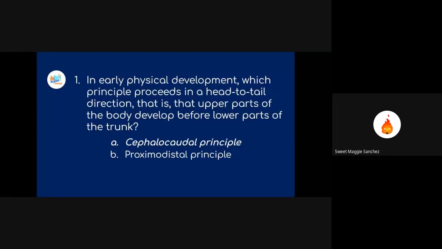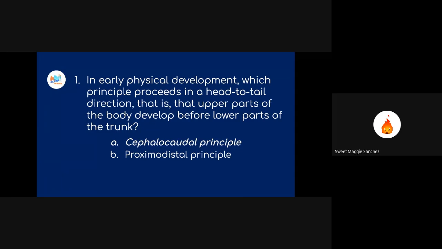So, here are the answers. For question 1, in early physical development, which principle proceeds in head to tail direction? That is, the upper parts of the body develop before lower parts of the trunk. So the correct answer is cephalocaudal principle. The keyword is cephalo. Cephalo means head, and caudal means tail. So head to tail direction. Sometimes it's also called head to toe.